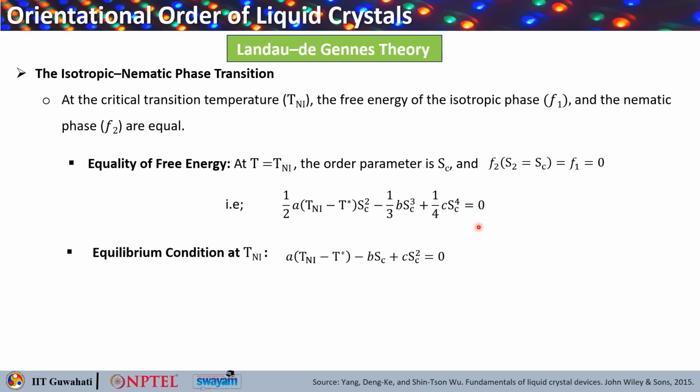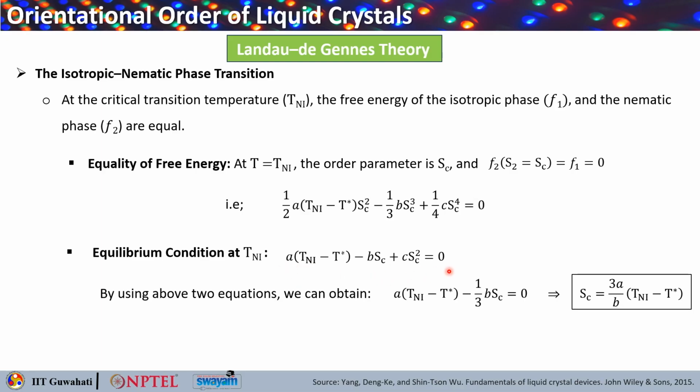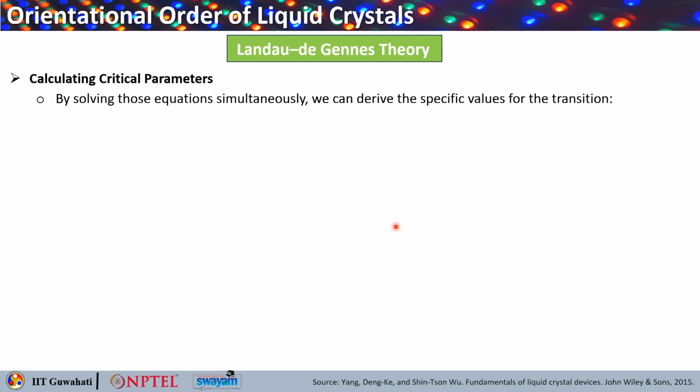Now, what is the equilibrium condition at T equals T NI, that is the critical transition temperature? You will see you can obtain this, and by using this equation and the above equation, you can obtain the value of SC. SC is 3A by B into (T NI minus T star), fine. By solving those equations simultaneously, you can calculate the critical parameters, and we can derive the specific values of the transition.